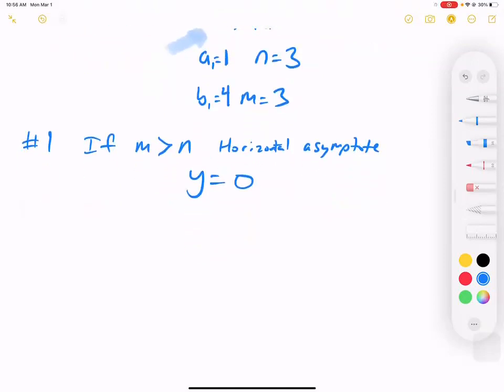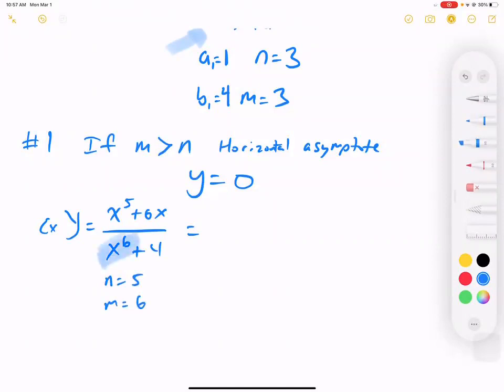Now, why is this? Why am I saying that the bigger one on the bottom has to be true versus the top? Let's take a look at this example. Y is equal to x to the 5th plus 6x over x to the 6th plus 4. Now, which exponent is bigger? Looking at n and m, n is 5 and m is 6. If the bottom is a bigger bully, we end up dividing by a bigger exponent. So our horizontal asymptote is y is equal to 0.